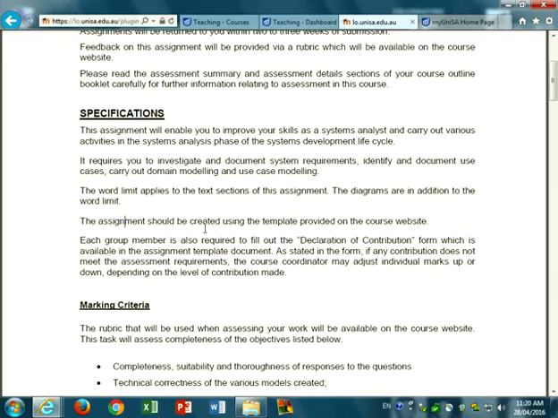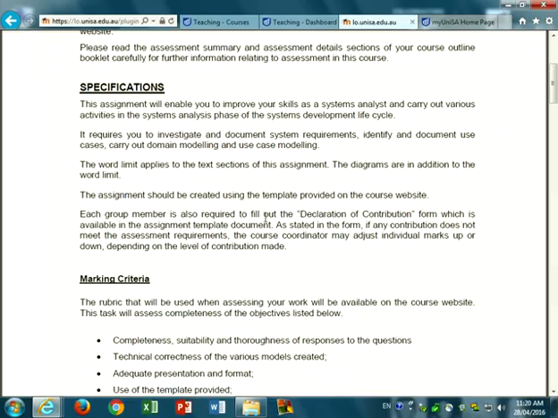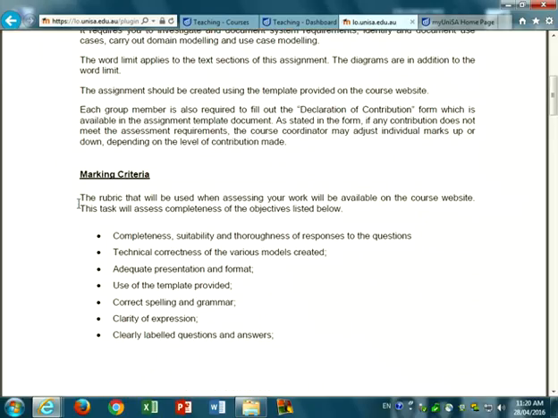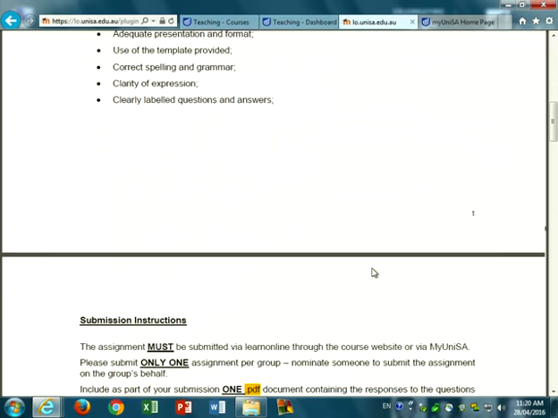Please create the assignment using the template I have provided on the course website, and I will show you that in a moment. Each member is also required to fill out the declaration of contribution form, which again is in the template, and I'll talk about that in a minute. These are the things that I'm looking for when marking your work as per the rubric.